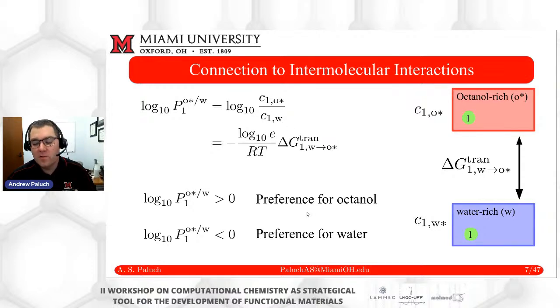And so my solute has a preference for the octanol-rich phase relative to water. On the other hand, if log P is less than zero, the concentration of my solute in my water-rich phase is greater than in my octanol-rich phase, so my solute has a preference for water. Log P greater than zero is an affinity for octanol; log P less than zero is an affinity for water. We can relate log P to my transfer free energy, which gives us a direct comparison of the interactions between our solute and our solvent in the octanol-rich phase and the water-rich phase. So, comparing solute-octanol relative to solute-water interactions.